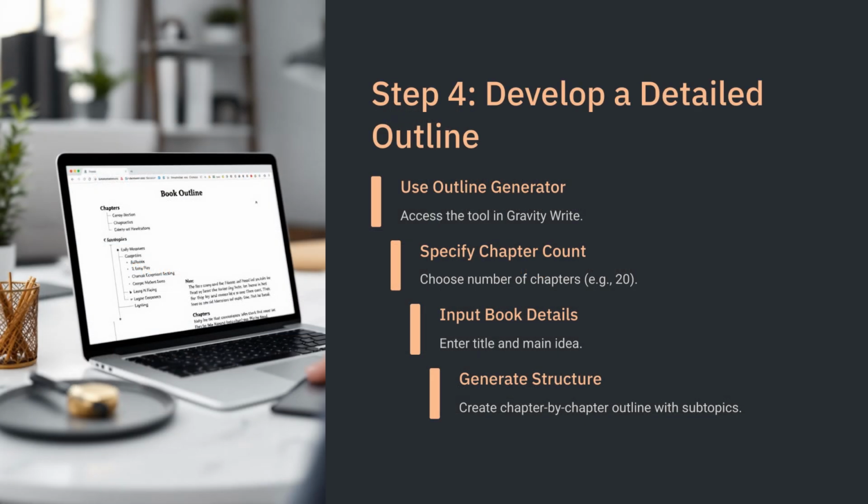Organizing your book into a structured outline is crucial for a smooth writing process. Steps to create an outline. 1. Use the outline generator in GravityWrite. 2. Specify the number of chapters, e.g., 20. 3. Input the book title, the main idea. 4. Generate a chapter-by-chapter outline with detailed subtopics for each section.